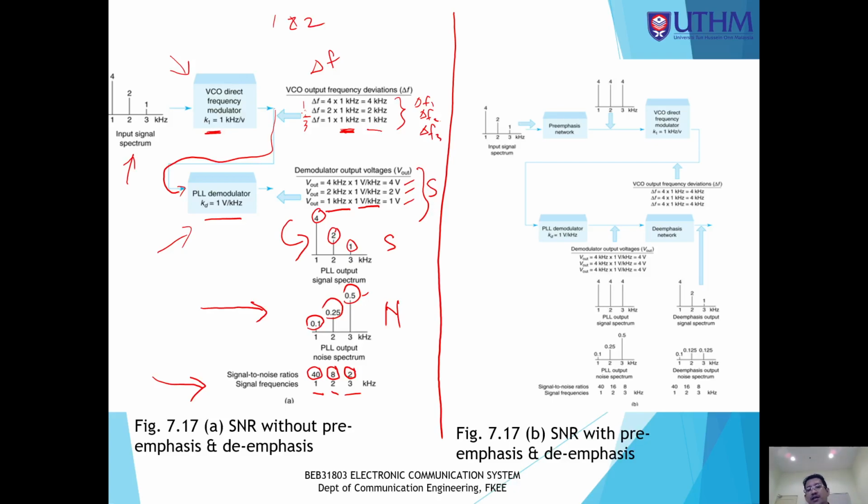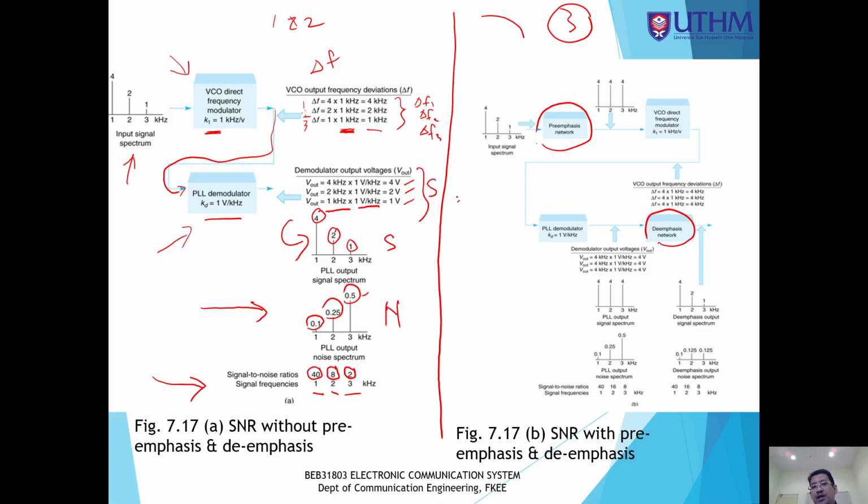Okay, without pre-emphasis and de-emphasis. If you see the picture on the right for question number 3, it says that we put the pre-emphasis network at the transmitter before the VCO, and we put the de-emphasis network after the PLL at the receiver.